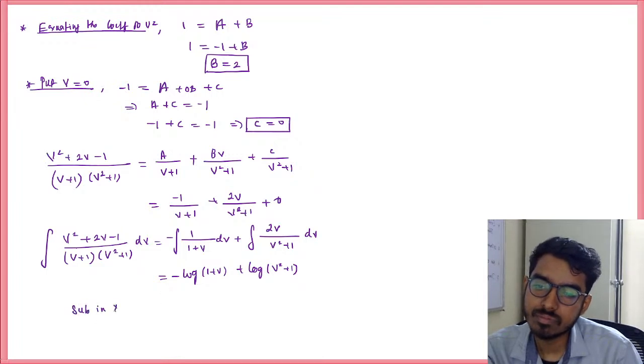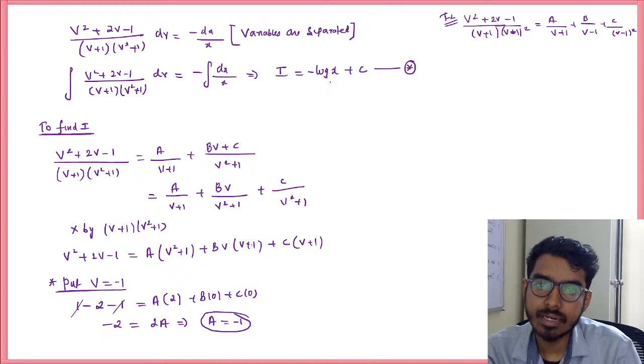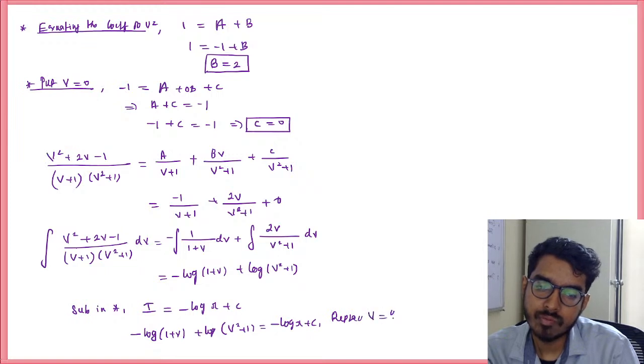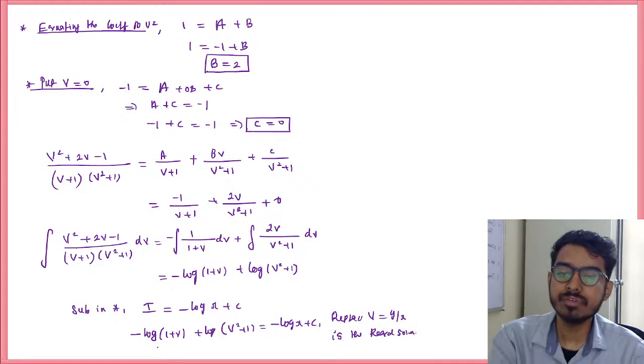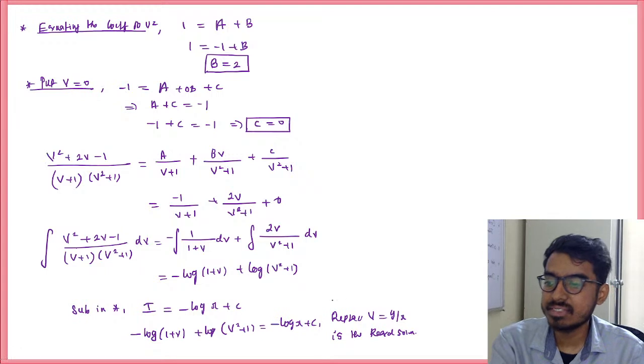Substitute in star. I is equal to what? Star, right? Minus log x plus c. The I value is minus log of 1 plus b plus log of b square plus 1 is equal to minus log x plus c. So replace b is equal to y by x. It's the required solution. If you want, you can also write it like log a minus log b is log a by b. Log of b square plus 1 by 1 plus b. You can also write this as log cx. Log will get cancelled, right? You can also do it like that.